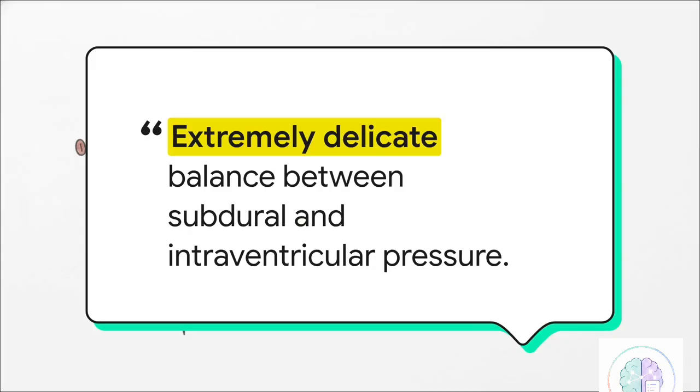The whole clinical picture here is captured beautifully in a quote right from the medical literature. It revolves entirely around an, quote, "extremely delicate balance between subdural and intraventricular pressure." It's basically a high-stakes game of pressure gradients. If the intraventricular pressure drops too low, that subdural space expands, and it sets the perfect stage for bleeding.